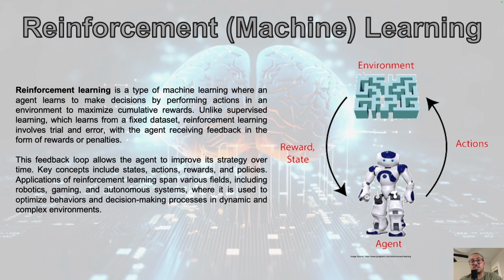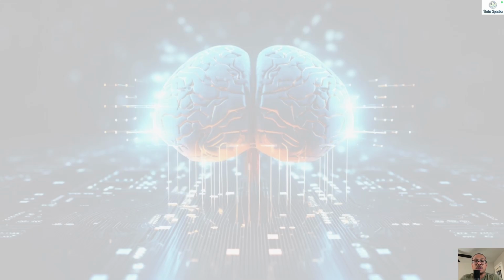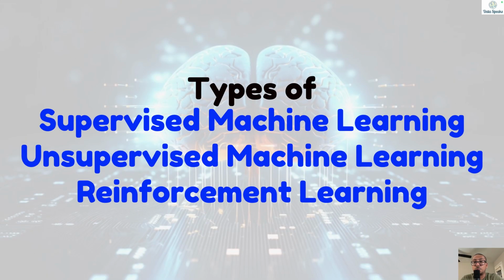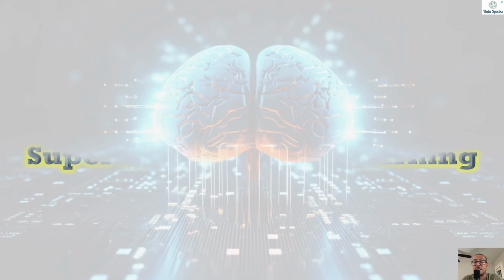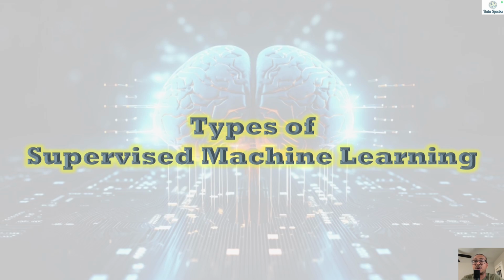The possibilities here are immense, from optimizing supply chains to creating more intelligent systems that can respond to ever changing real world conditions. Now, after understanding the different types of machine learning, let's further dive into those categories and understand what are the further types of supervised machine learning, unsupervised machine learning, and reinforcement learning. The first conversation we will have here is the types of supervised machine learning.